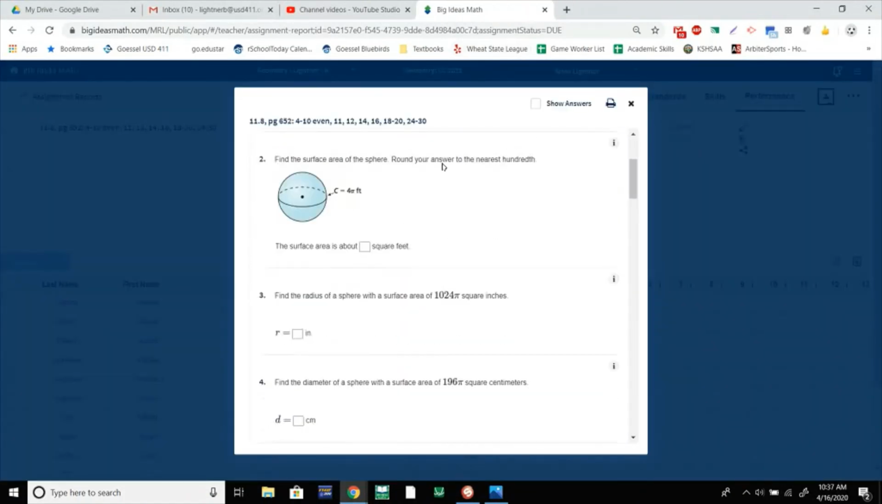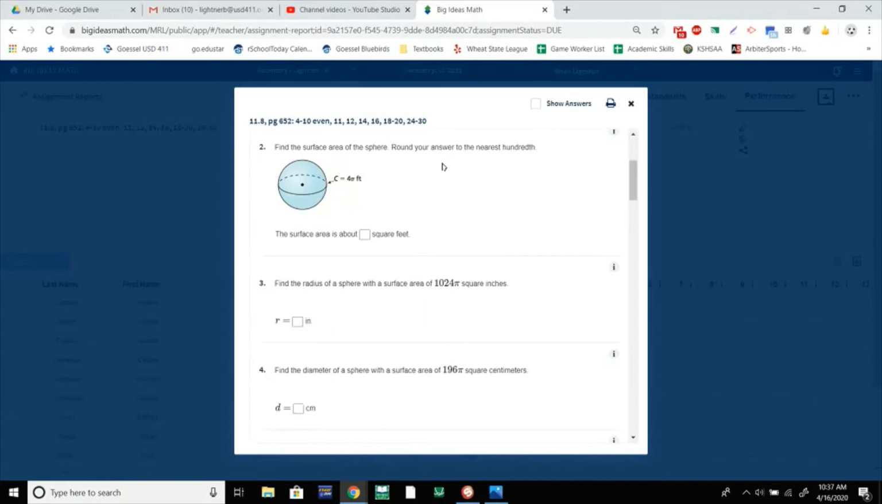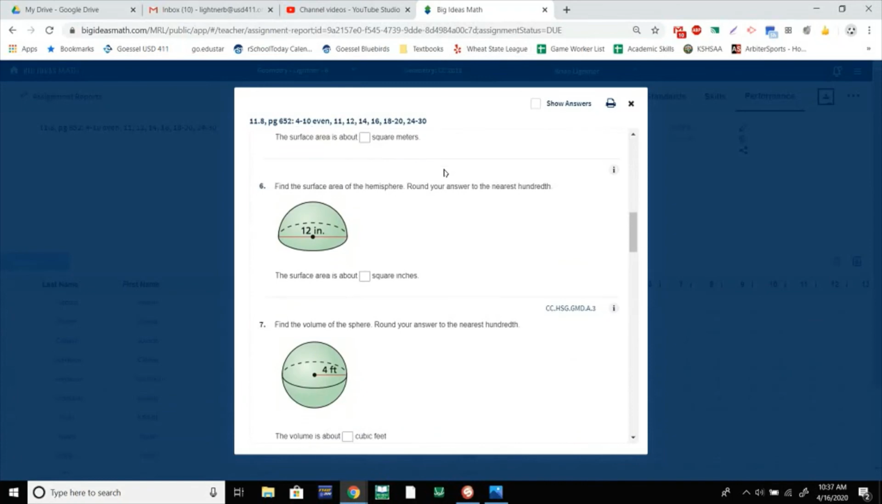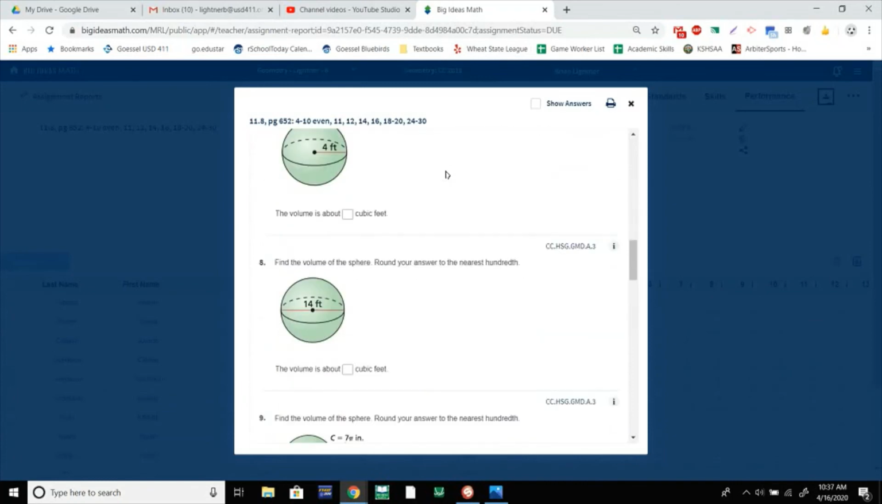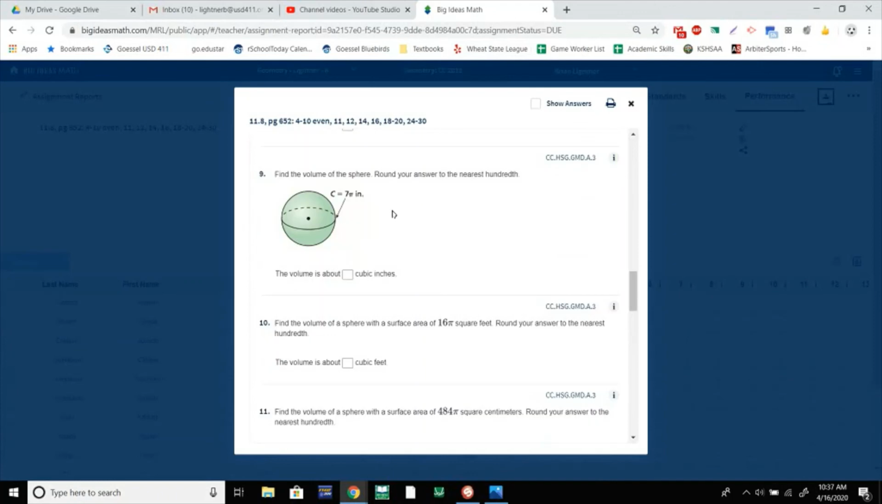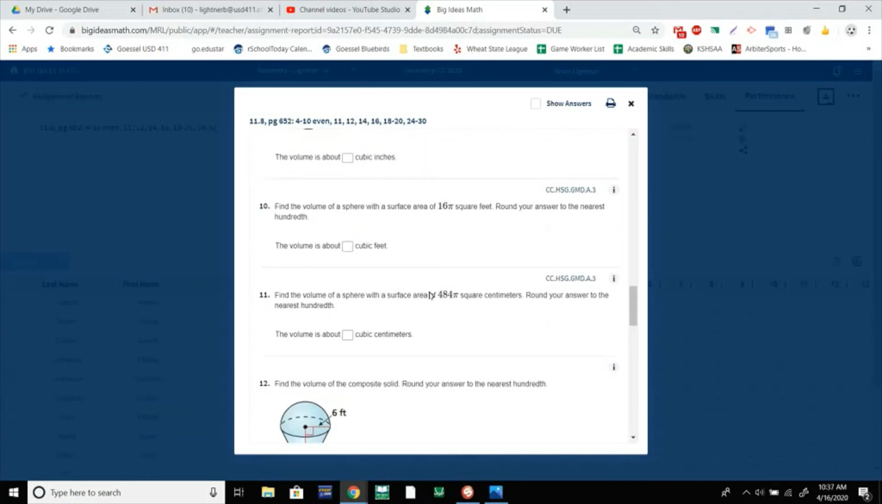So your assignment starts with some surface area questions. Make sure you know that you're using your radius, not diameter. And then it goes into the volume questions, finding the volume. This question here, question 9, find the volume of the sphere. They're giving you the circumference. From the circumference, you can find your diameter and your radius. And once you know your radius, you can find your volume. This is finding volume when given the surface area.